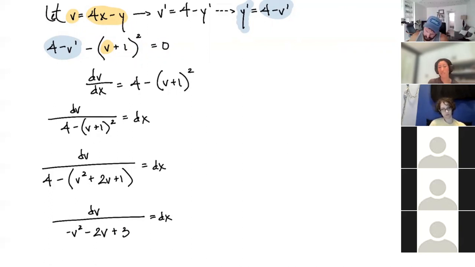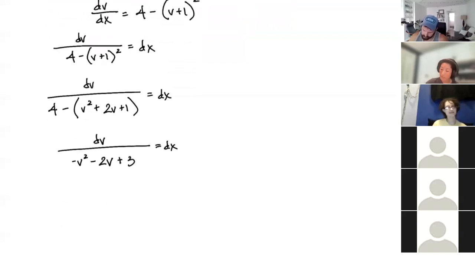Now, personal choice here in terms of this next step: I tend to like to factor when my leading coefficient is positive. Meaning instead of a negative v squared, I feel like my life is easier when it's a positive v squared. So one thing I could do is divide both sides by -1, and I would get dv over v squared plus 2v minus 3 equals negative dx.